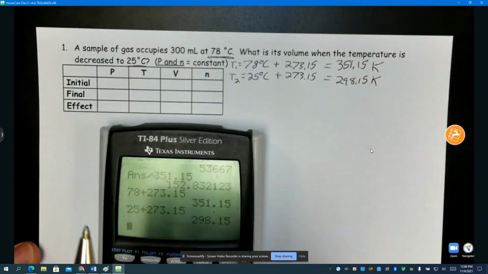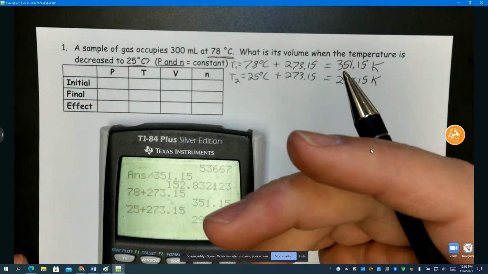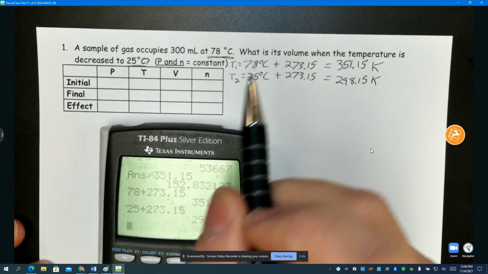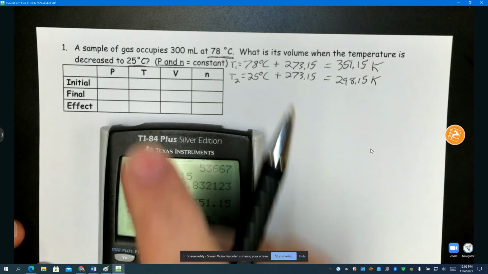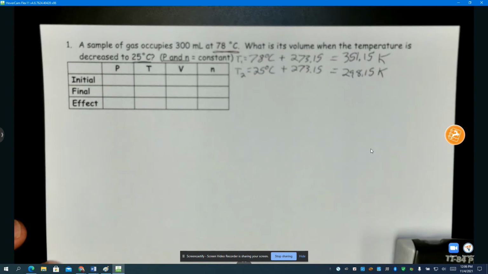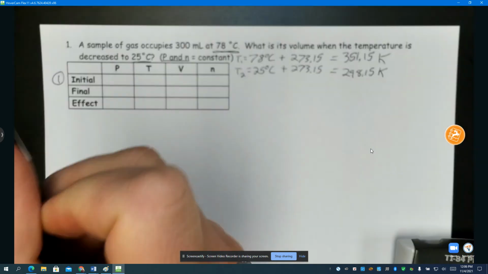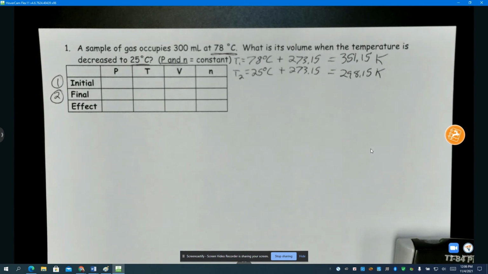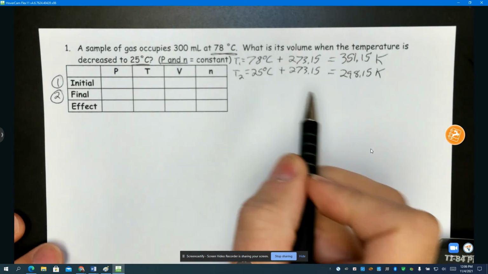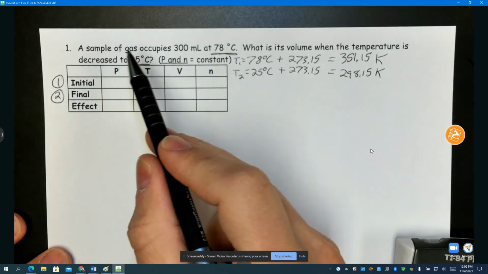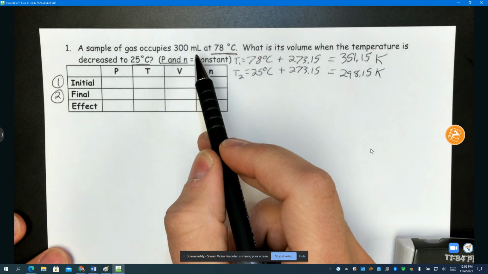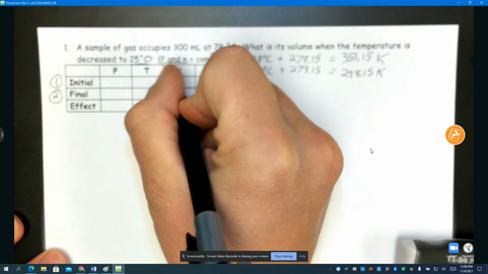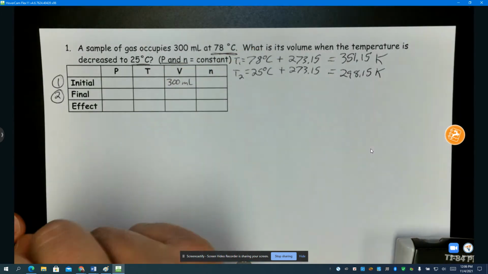The second thing we would do if we had different pressures with different units is to convert to the same unit, but we don't have those, so we don't need to worry about that step. However, we're going to fill in our table now. So initial is always going to be our 1s. Final is always going to be our 2s. So we're going to fill in what we know. A sample of gas occupies 300 milliliters. Well, that's what we start with. Milliliters are units for volume, so we're going to put 300 milliliters right here.